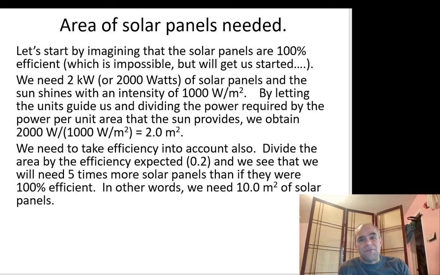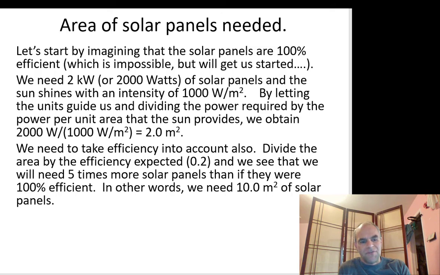But now we have to take into account that the solar panels are not 100% efficient. They're only 20% efficient, which means they only collect a fifth of the sun's energy, which means we need 5 times as many solar panels than would be the case if they were 100% efficient. And we could get that by dividing the 2 square meters by 0.2. And that'll tell us that we need 5 times as many, or 10 square meters of solar panels. So we need a minimum of 10 square meters of solar panels to provide the energy required to charge the batteries over this period of time to supply the lights we need.